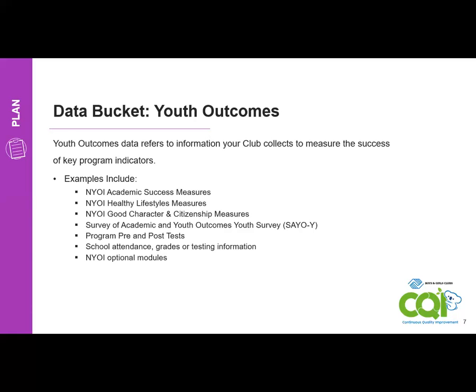Are our programs actually moving the dial on getting our youth to the outcomes that we want to see? School attendance, grades, and testing information are also youth outcomes. One of the things that we think about with academic success, right? That's one of our priority outcomes. We know that if we see school attendance increase, our kids are more likely to succeed academically. So seeing the school attendance is going to really tell us a lot about that academic success measure. There are also several NYOI optional modules that will tell you about youth outcomes in a variety of different topics.